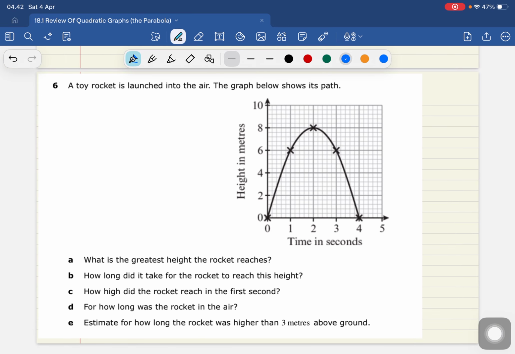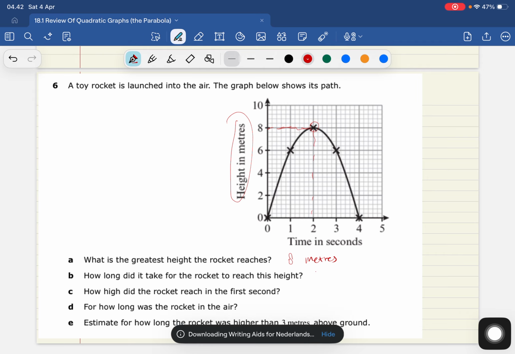What is the greatest height of the rocket? So this is the height of the rocket in meters. Here's the highest. So the highest is 8 meters. How long did it take for the rocket to reach the highest? So at the highest, the time is 2 seconds. How high was the rocket in the first second? So it's the first second. So the answer is 6 meters.